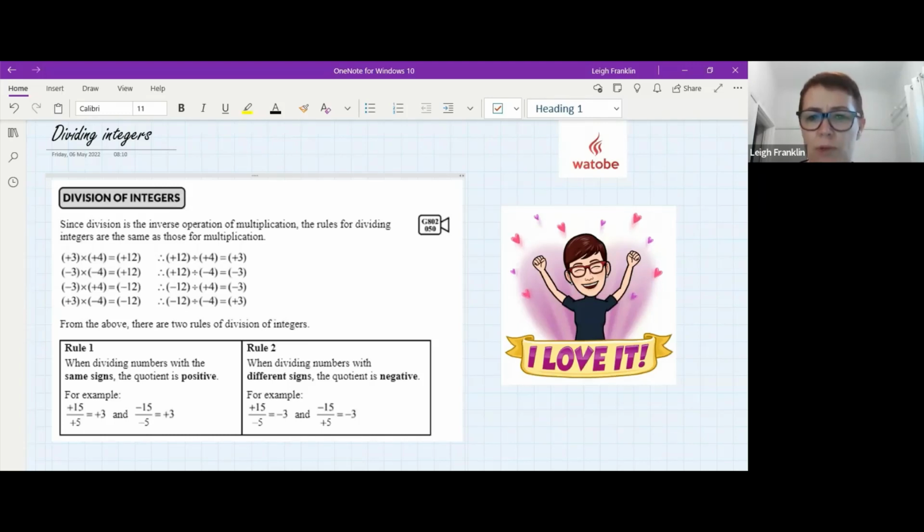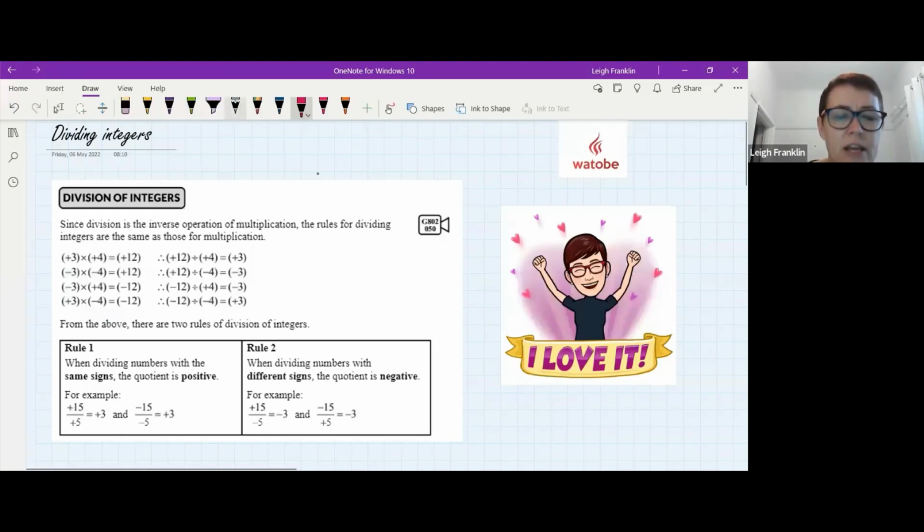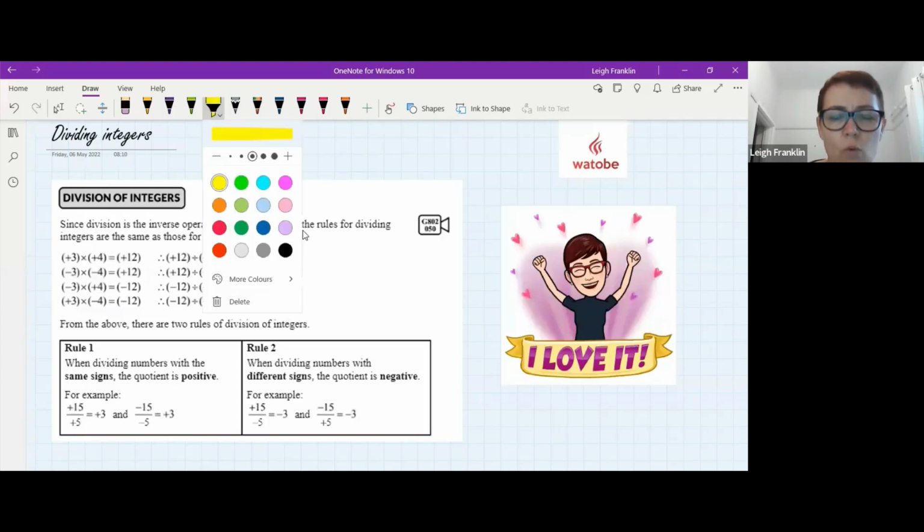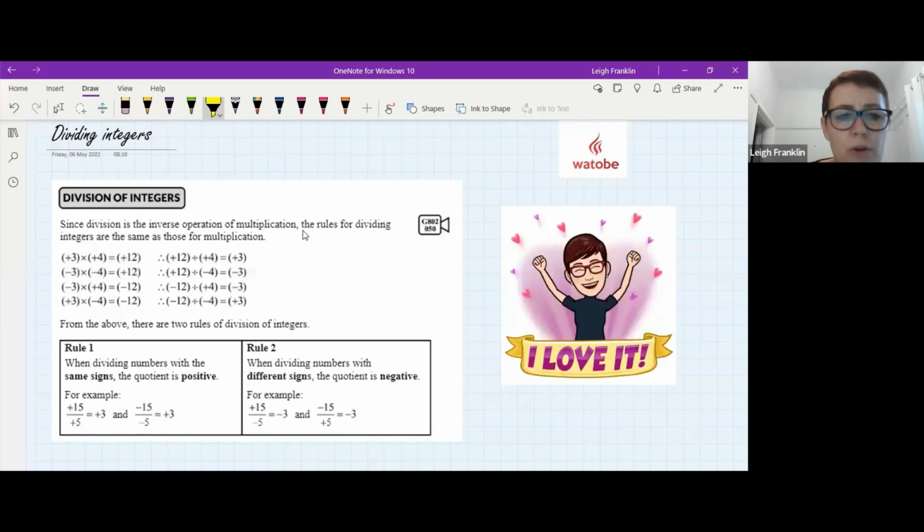The last time that we were together, we spoke about the rules for multiplication. And the cool thing is that the rules for multiplication and the rules for division are exactly the same. Okay, so just to start off, if we have a look at what's in the middle of the screen at the moment, division is the inverse operation of multiplication. And that means that the rules are exactly the same. All right, so what we do for multiplying is what we do for dividing. Okay, so the rules are the same. So the rules for dividing integers are the same as those for multiplication.